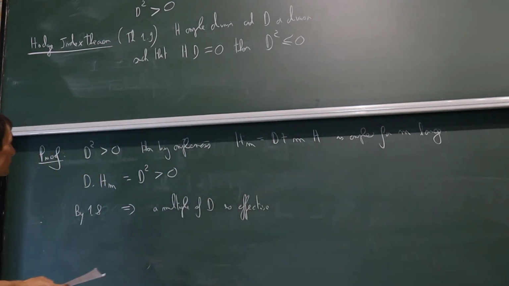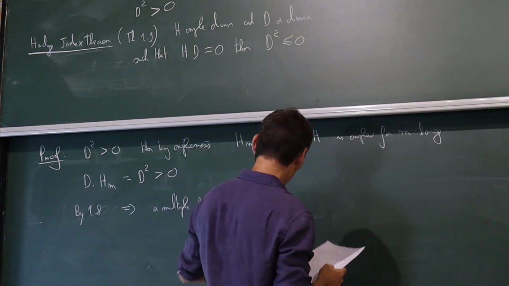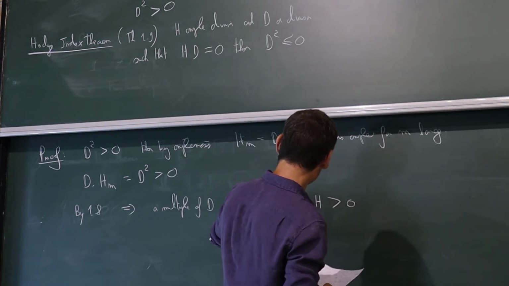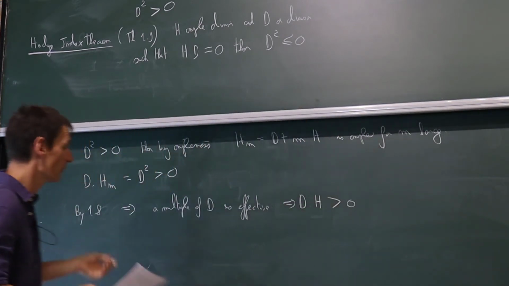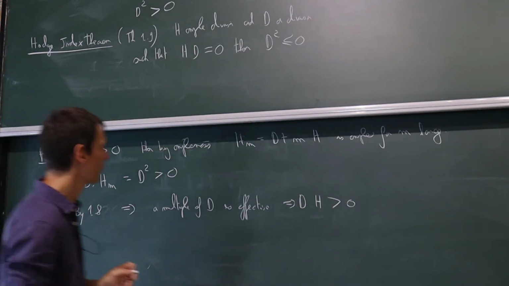But then, because this is true, it should also be the case that when I intersect D with H, I should obtain something which is also effective, I mean positive, because it should be an intersection of effective divisors. And one gets a contradiction.